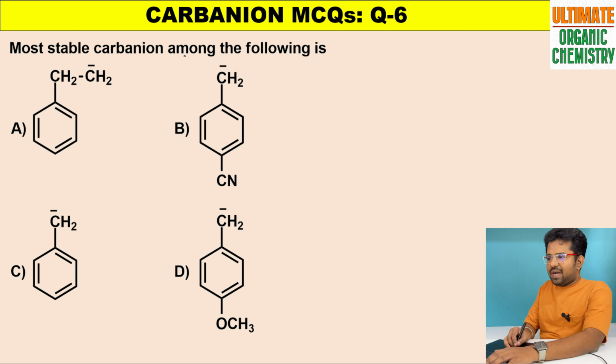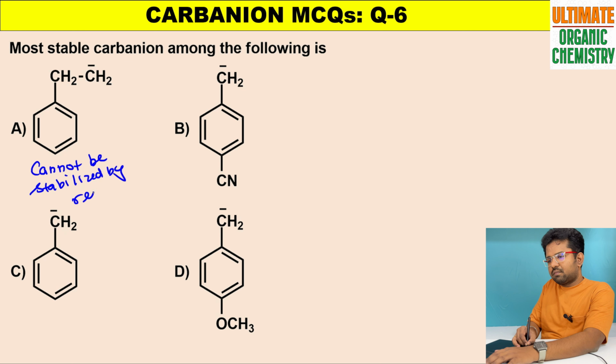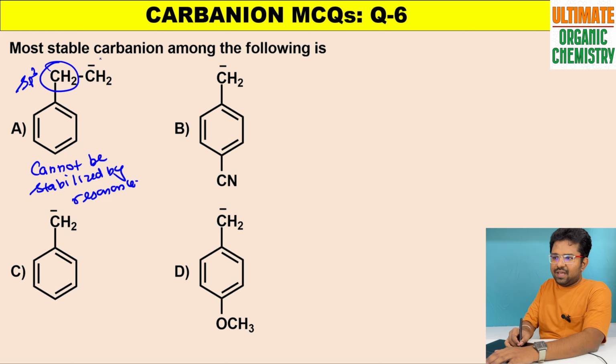The most stable carbanion among the following is, so this anion cannot be stabilized by resonance effect, because between this carbanion and the phenyl group, you have an sp3 carbon. When sp3 carbon comes between a carbanion and phenyl ring or pi bond, it means no resonance will be taking place. So no resonance stabilization in this compound. So this cannot be the answer. And in this case, no electron withdrawing group and no electron donating group.